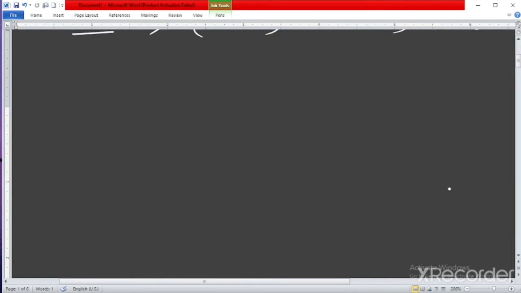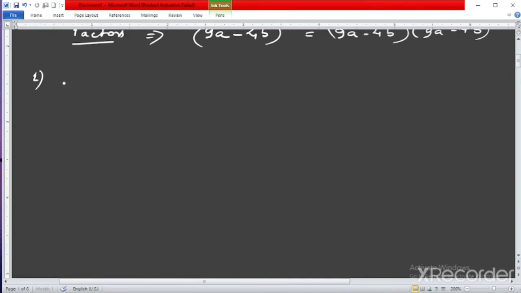After doing some more questions, we'll move to the fourth type of factorization. Let me take one more, the second question. Say it is like this: x square plus 5x plus 25 upon 4.